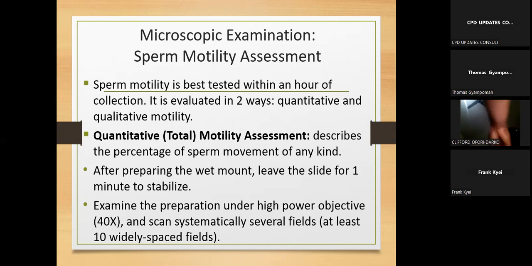And remember, we said that under normal circumstances, you are going to get about 20 sperms per field. So if I move around 10 fields, then I'm going to examine at least 200 sperms. And that's standard practice for semen examination. So you cannot look at 2-3 fields and then make a judgment. Okay.